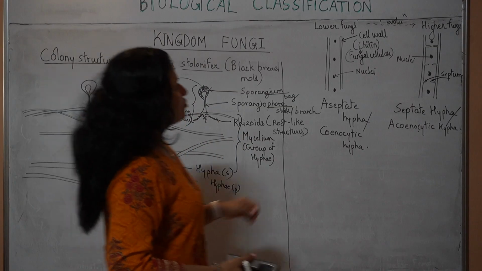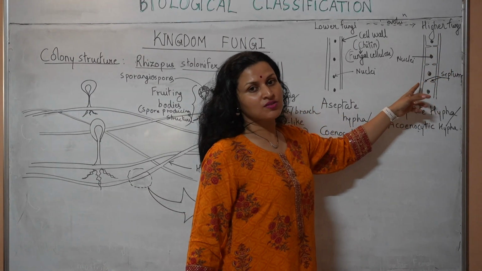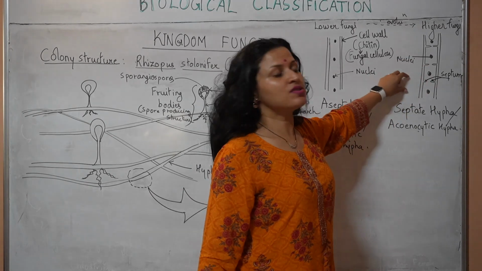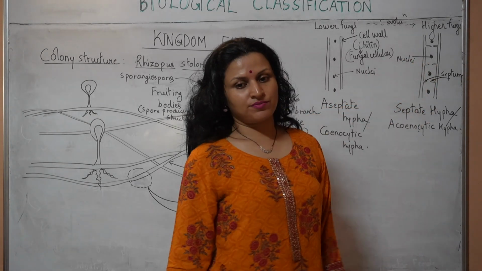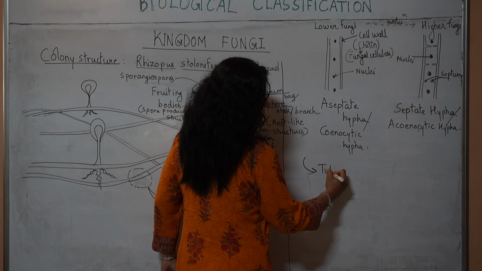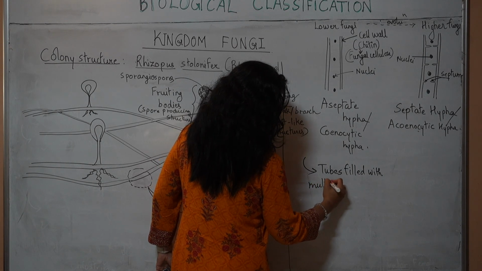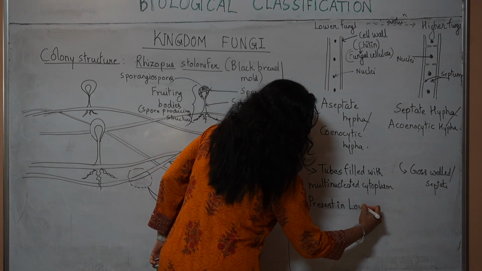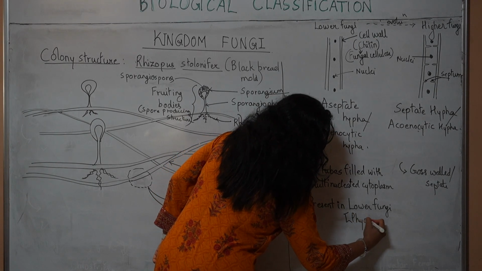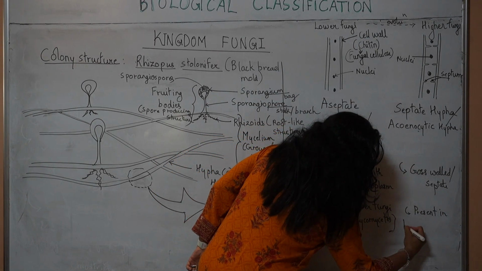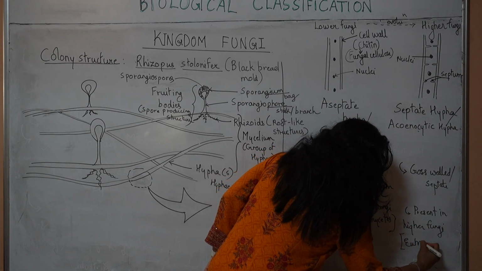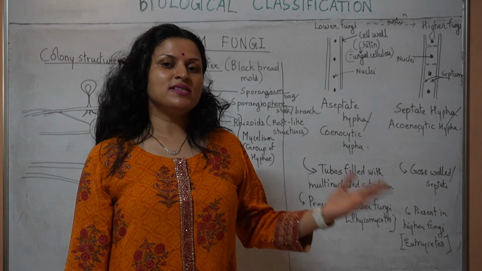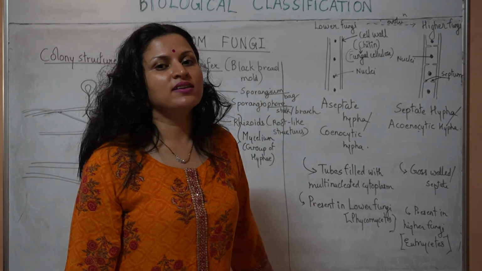Do you think the higher fungi will get some advantage because of this? Obviously. What will be the advantage? This is the primitive formation of a cell. This has become a cell now, and the activities of this cell will be restricted to this particular portion. So for coenocytic hypha, you have to write: tubes filled with multinucleated cytoplasm, and these are not cross-walled, present in lower fungi, which are also called phycomycetes. Septate hyphae are present in higher fungi, which are also called eumycetes. As such, phycomycetes have a coenocytic hypha, and eumycetes have a septate hypha.